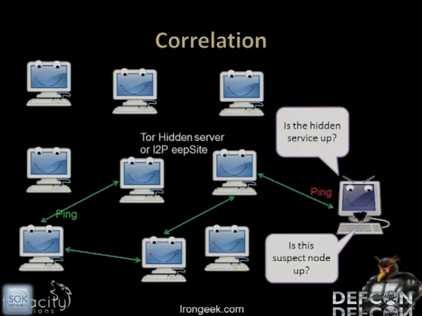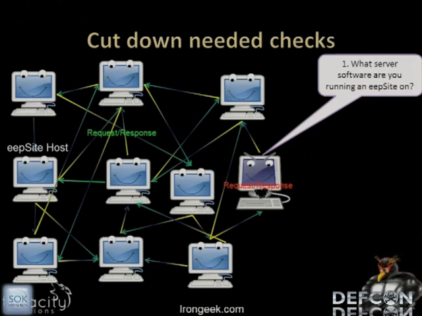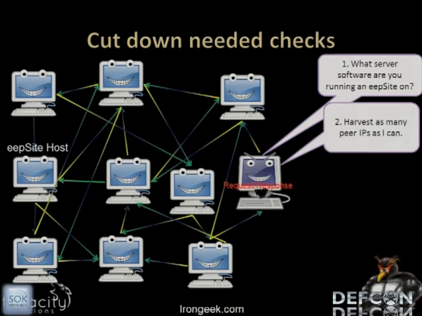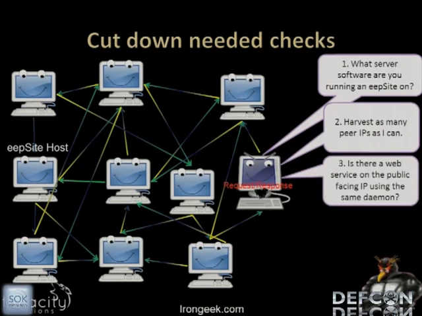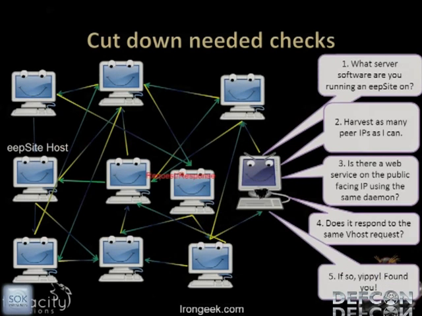And if you do that profiling over a long enough period, you may eventually be able to figure out, okay, this particular hidden service or eepsite is down at the same time this particular IP address is down, and be able to correlate that those two are possibly the same. You can also do various things to cut down the number of checks. What server software is running on the eepsite? I mentioned that somewhat before. You can harvest as many IPs as possible. Is the web server on the public-facing IP running the same daemon? You can make a vhost request and see if you can get the eepsite from the public-facing IP address. And if so, yippee, you've found what box that is.